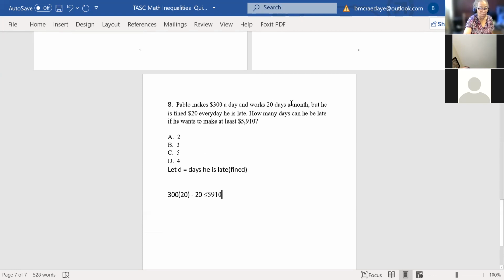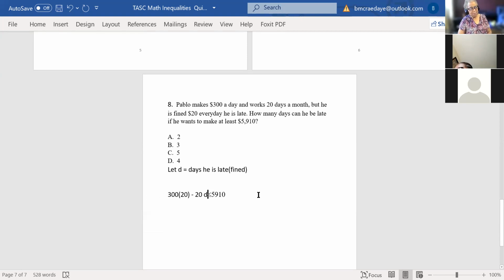$300 a day, 20 days a month. That's multiplied to get the total. Subtract 20, and that's 20 times the number of days. So that has to be times that D, right? Okay. So the total he makes minus $20 per day that he's fined when he's late, and he wants to make less than or equal to 5,910. So solve that inequality for D.